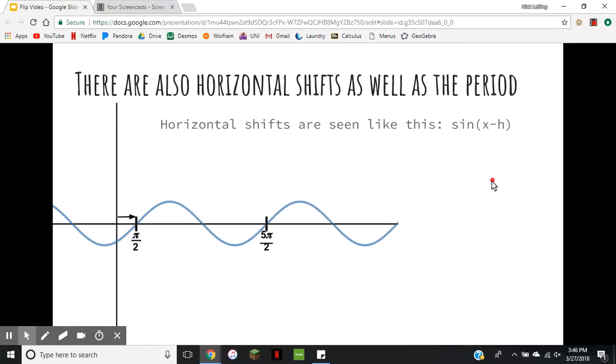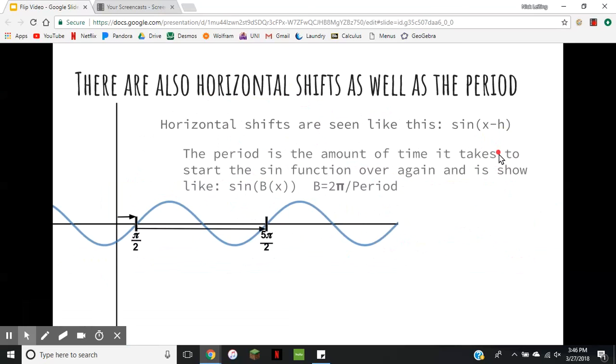There are also horizontal shifts that move along the x-axis and are seen as sine of x minus h, and the period is the distance from the starting point of the function to the point where it starts again and is seen as sine of b times x. Remember that b equals 2 pi over the period.